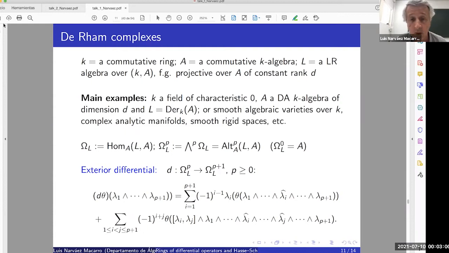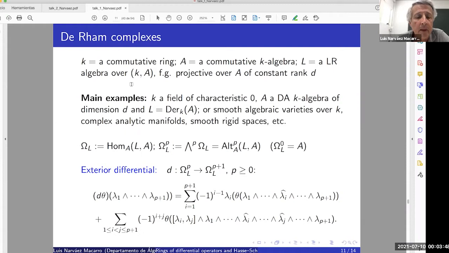So the first thing I am going to do is, let's say, to finish the last talk, and very quickly. This is only to see that all the construction we usually do with differential forms can be generalized to the case of a Lie-Rinehart algebra. I always suppose that our Lie-Rinehart algebra is projective of finite, constant rank over A. And this is the case when we are using the module of derivations over something smooth.